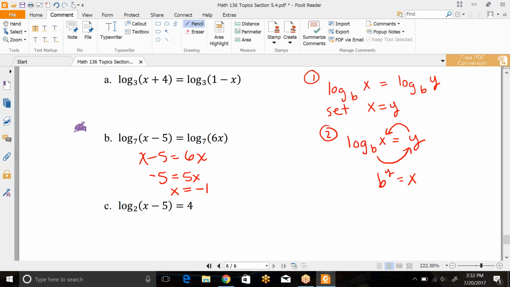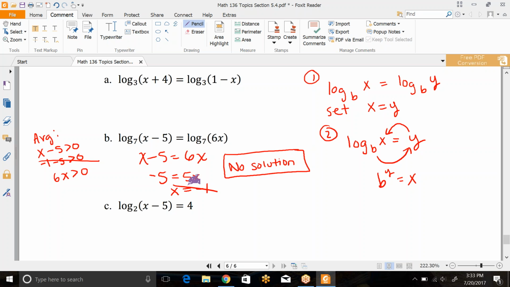But the problem here is that your arguments have to be checked. So x minus 5 has to stay greater than 0, and 6x has to stay greater than 0. If either one of these fails, it's done. The solution does not work. And in fact, this one fails in both cases. Negative 6 is not greater than 0. So even though we found a solution, there is actually no solution that works. Because when you plug back into a log equation, the answer you get has to make sense in the argument. It has to stay within its restricted domains. So we cannot use negative 1 as a solution.